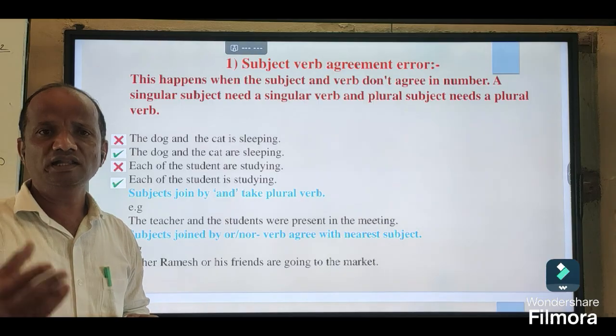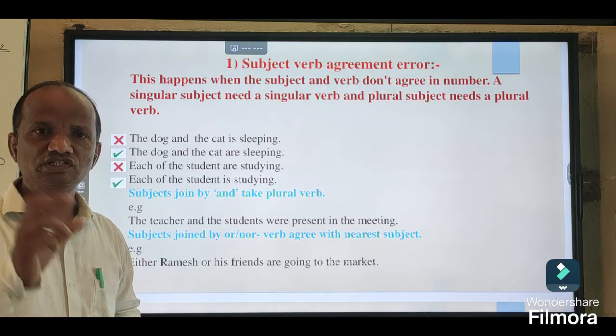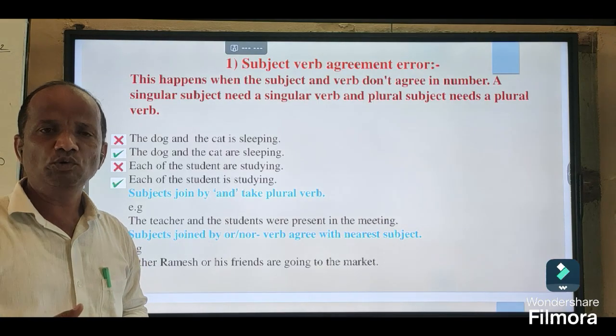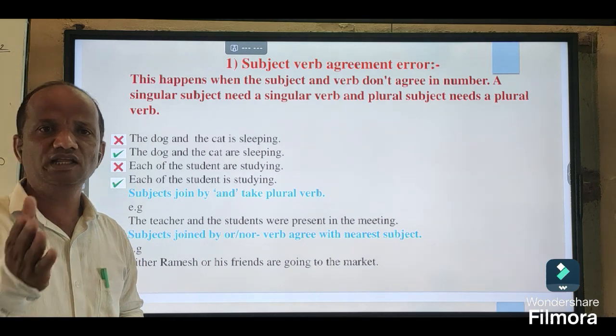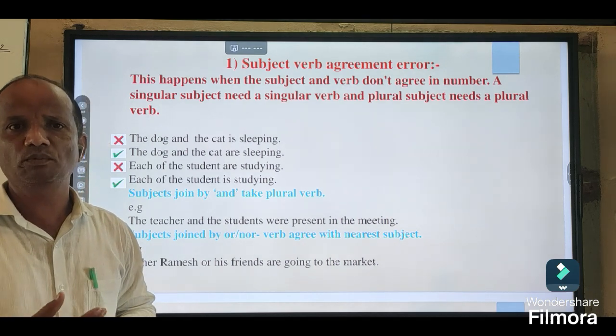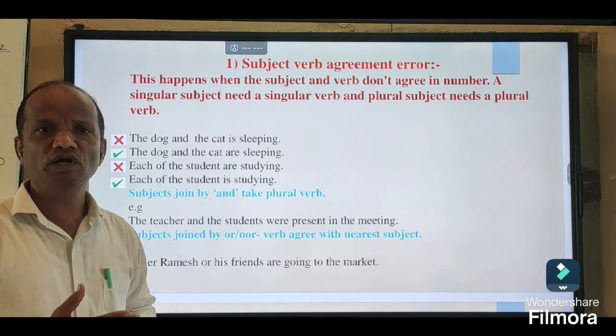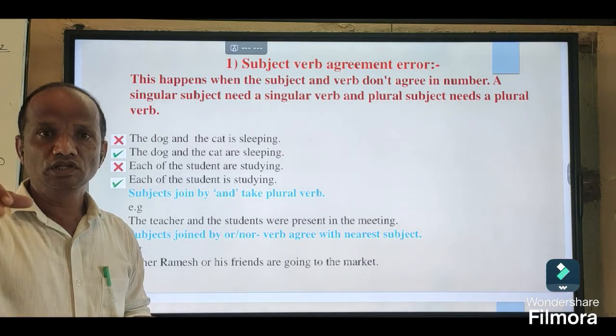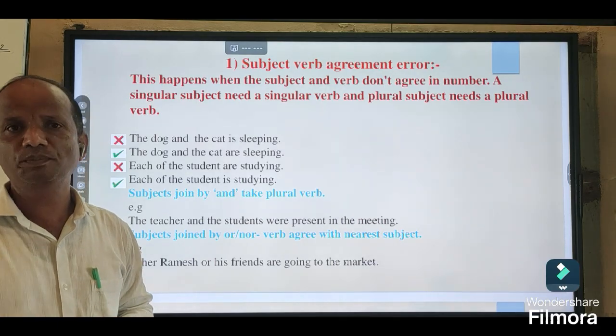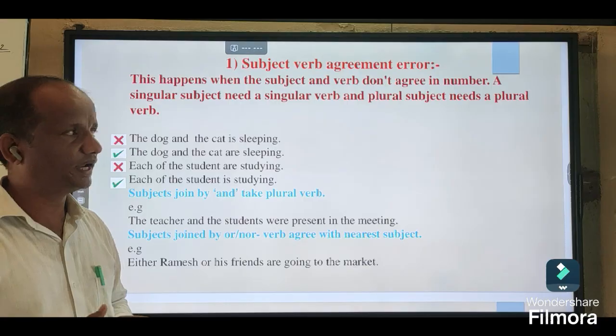So to avoid this error, we have to pay attention to the subject and take into account that if our subject is singular, our verb should be singular, and if our subject is plural, our verb should be plural.